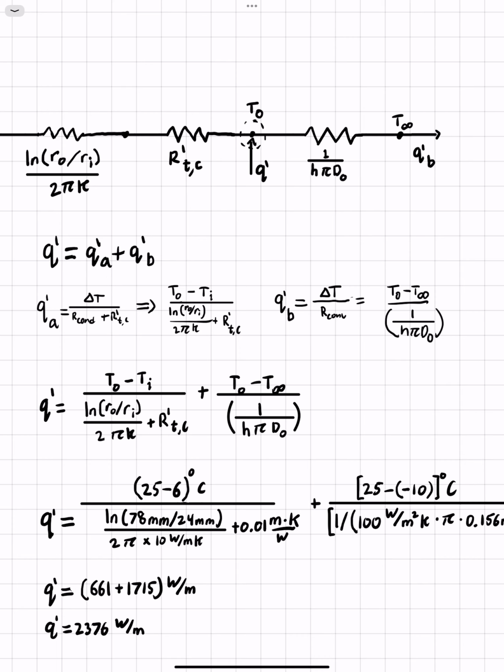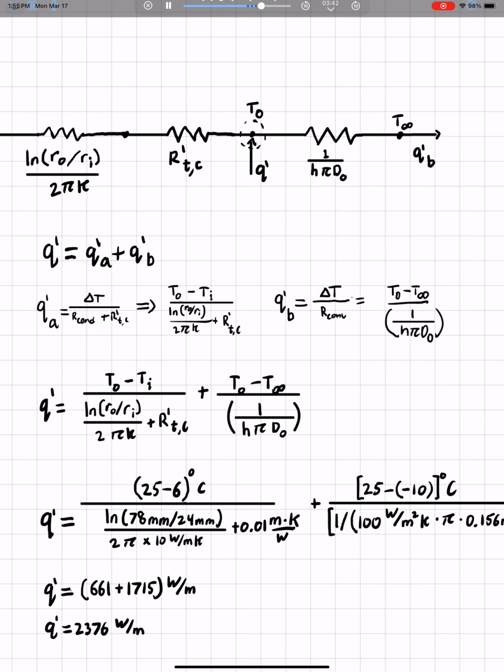For QB, we're going to have the change in temperature on the right side over the resistance associated with convection. So this is equal to T outside minus T infinity, because again the heat is flowing towards QB, all over 1 over h pi D, and normally this would have an L, because again this is h times the area, and the area on the outside of a cylinder is pi D L, but again because we're doing it in terms of per unit length, that L will be dropped.